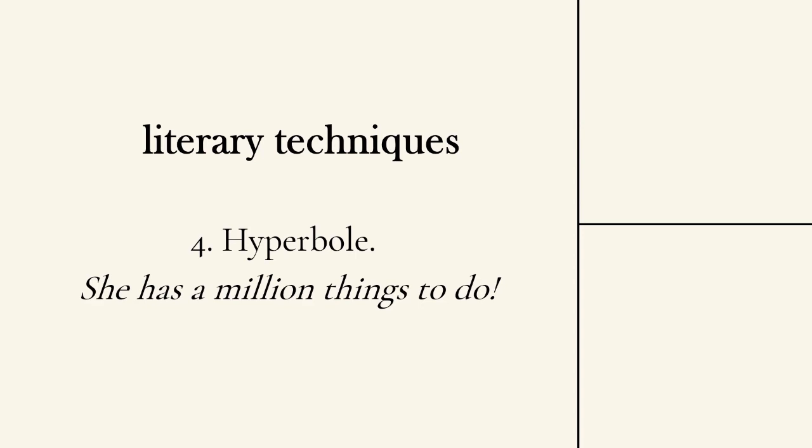So if the writer is saying that someone has a million things to do, that means that she does not really have 1 million things to do. You can't count what she has to do and then get to a million. No, what it means is that she has a lot, so many things to do. Okay, so that's basically what a hyperbole is.